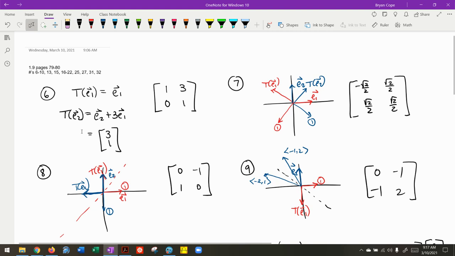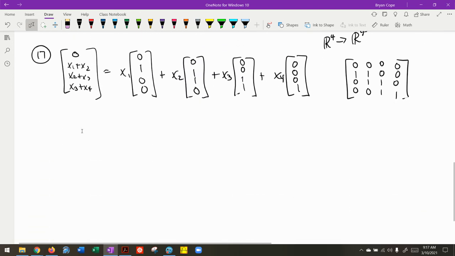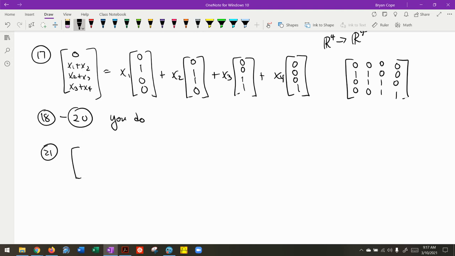Let's see, 21 is actually different. Let's do 21. So I'm skipping 18 through 20. I'll give you solutions in class. 21. Let the transformation be linear such that T of (x1, x2) gives us that. Okay, so here would be our matrix. Our first column would be (1, 4), and our second column would be (1, 5). That's the matrix which performs this transformation.